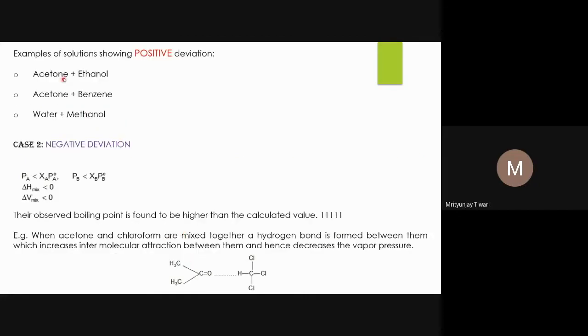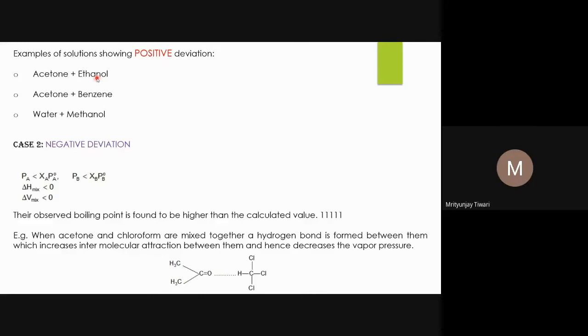Now the other example is acetone and ethanol. Ethanol will have hydrogen bonding between its molecules. In acetone, there is a dipole-dipole interaction. Acetone is CH3COCH3. This carbonyl group forms a dipole, and this dipole-dipole interaction is there between two acetone molecules.